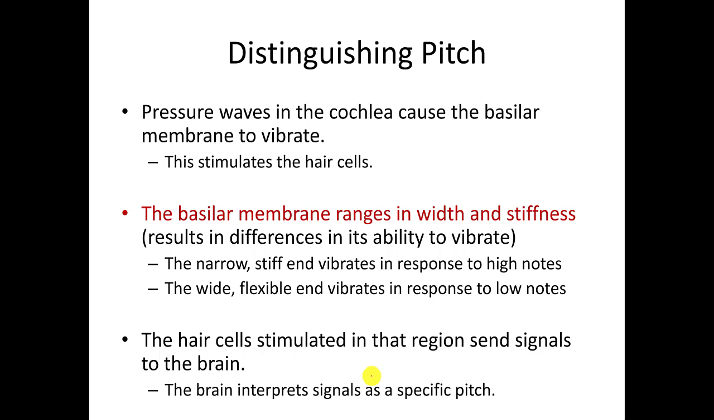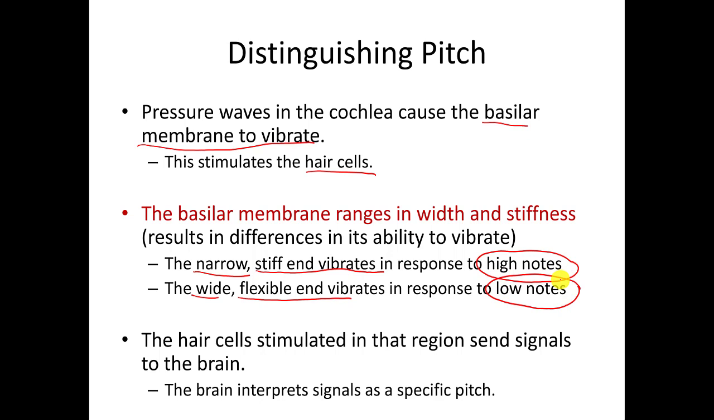So how do you distinguish different pitches? How do you distinguish loudness? How we distinguish pitch is pressure waves in the cochlea are going to cause that membrane to vibrate. This is going to stimulate those hair cells. But the membrane actually ranges in width and stiffness. And so what we see is that narrow, stiff end is going to vibrate in response to high notes, whereas the wide, more flexible end will vibrate in response to lower notes.